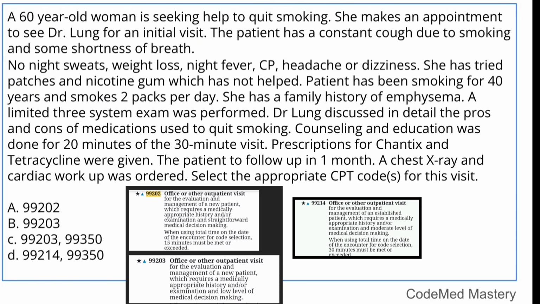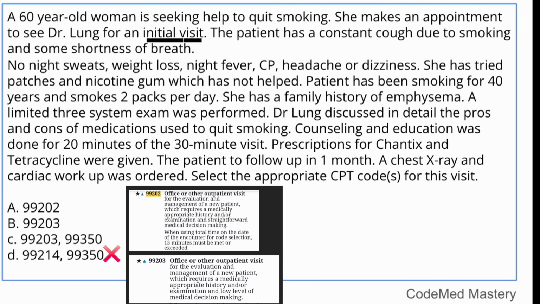Now let us read the question. A 60-year-old woman is seeking help to quit smoking. She makes an appointment to see Dr. Lung for an initial visit. So she is seeing Dr. Lung for the first time, so she is a new patient. So we will eliminate the codes for established patient, that is option D, 99214. If one code is wrong, the entire option will be wrong. Therefore, eliminate option D. Now we are left with options A, B and C.